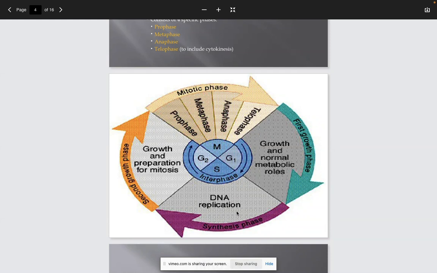So it's important to know the three different phases of interphase, knowing that G1 occurs first, then we go to the S phase, then we go to the G2 phase. And once we have duplicated our genetic material, we can then go through the mitotic phase and prepare for nuclear division.